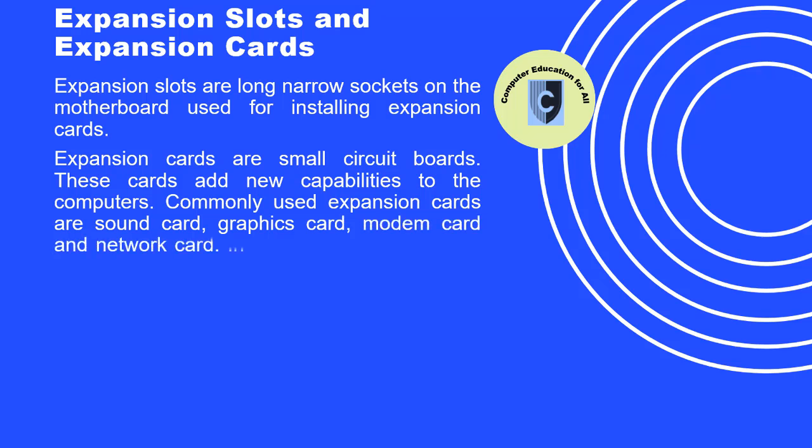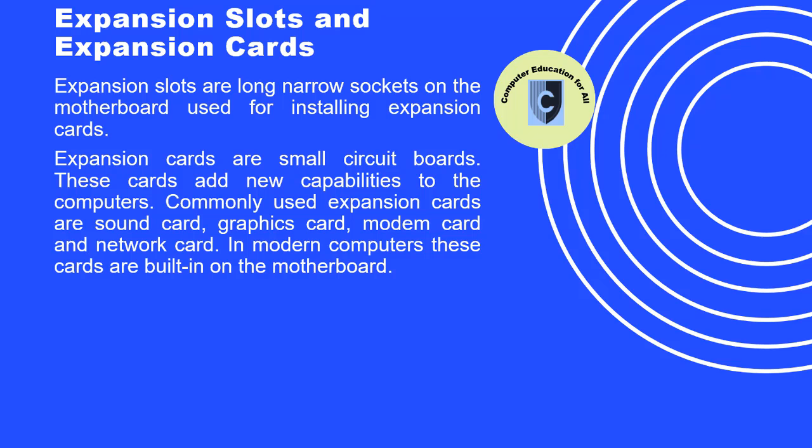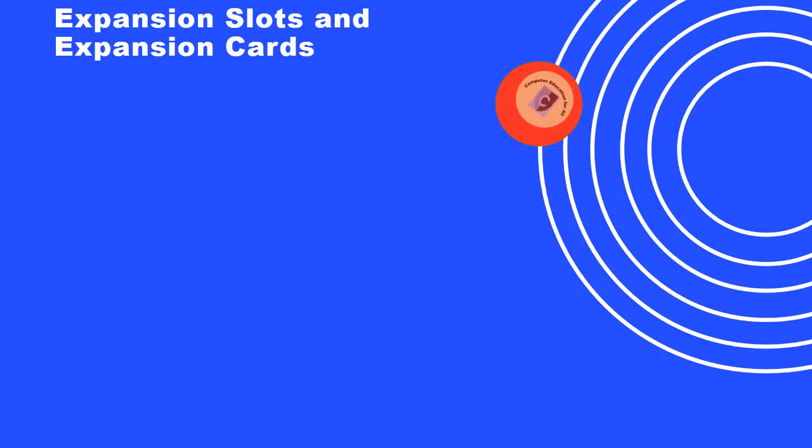Commonly used expansion cards are sound card, graphics card, modem card, and network card. In modern computers, these cards are built in on the motherboard. A network card is shown in Fig.